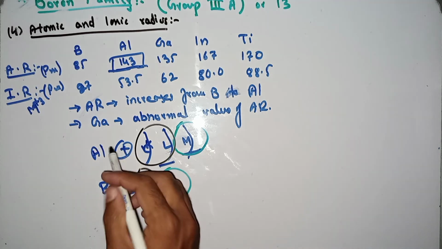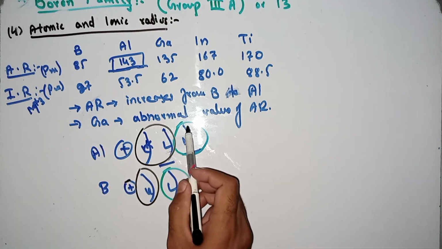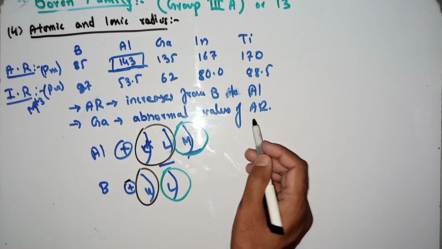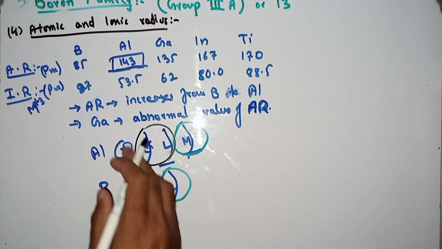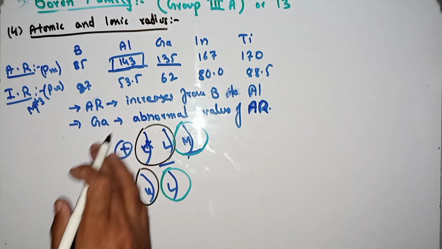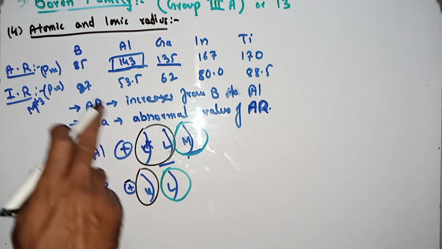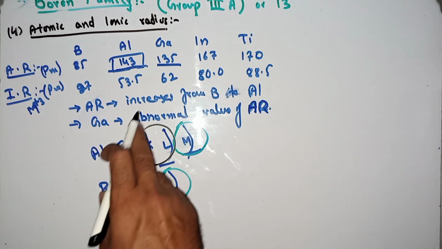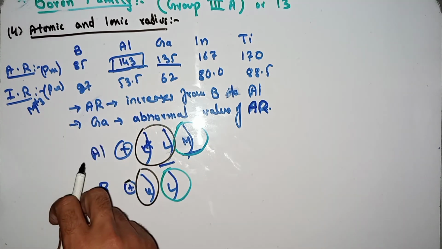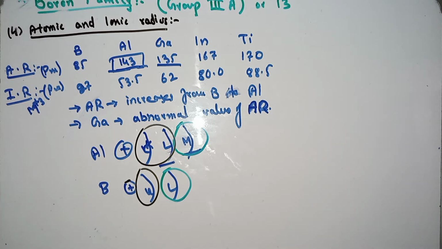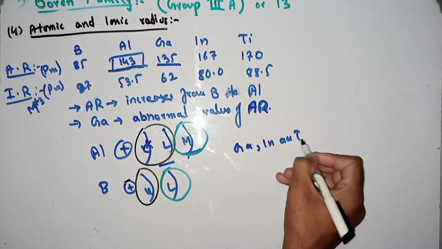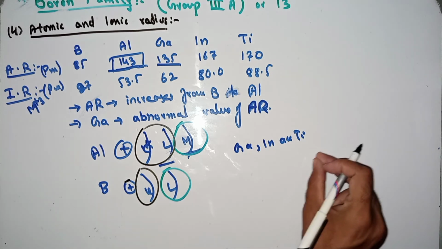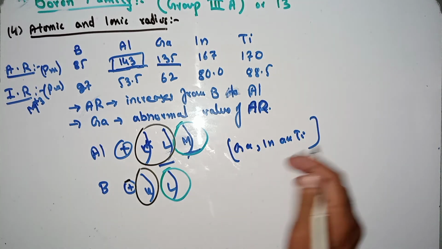Now the next abnormal behavior: why do the abnormal values in atomic radius of gallium occur? According to the sequence it should have a greater atomic radius than aluminum, but it has a lesser one. What is the reason behind this? Gallium, indium and thallium follow after a row of 10 transition elements.